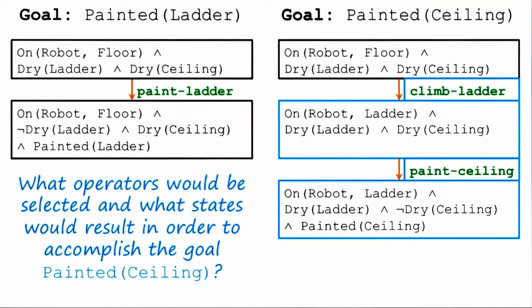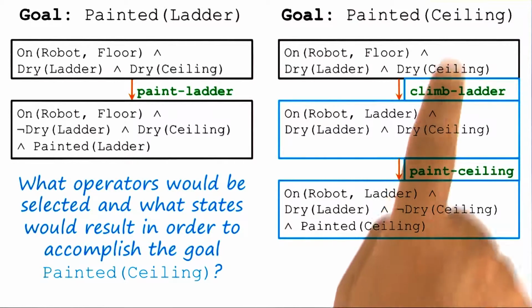So I can tell that the first thing the robot is going to have to do to paint the ceiling is climb the ladder. So I'm first going to apply the climb ladder operator. That's going to result in the robot being on the ladder, but the state of the ladder and the ceiling haven't changed. Then now that the robot is on the ladder, it'll apply the paint ceiling operator, which results in painted ceiling being added to the state and the dry ceiling being negated.